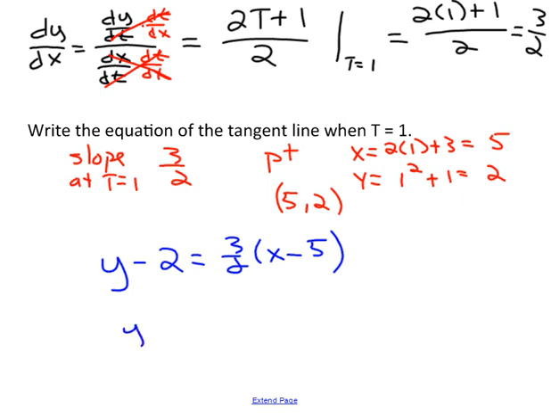Equivalently, it could be written as y equals 2 plus 3/2 times (x minus 5). Either one is equivalent. You should be able to switch between them. You should know these equations.